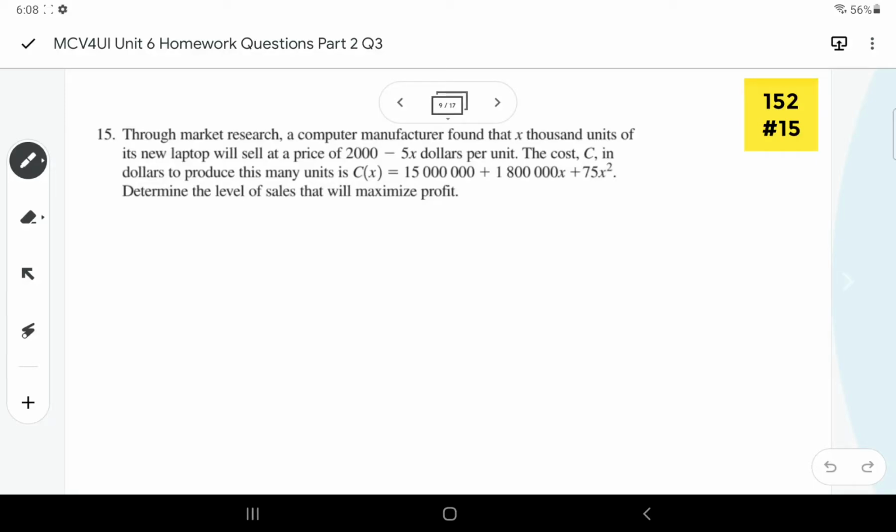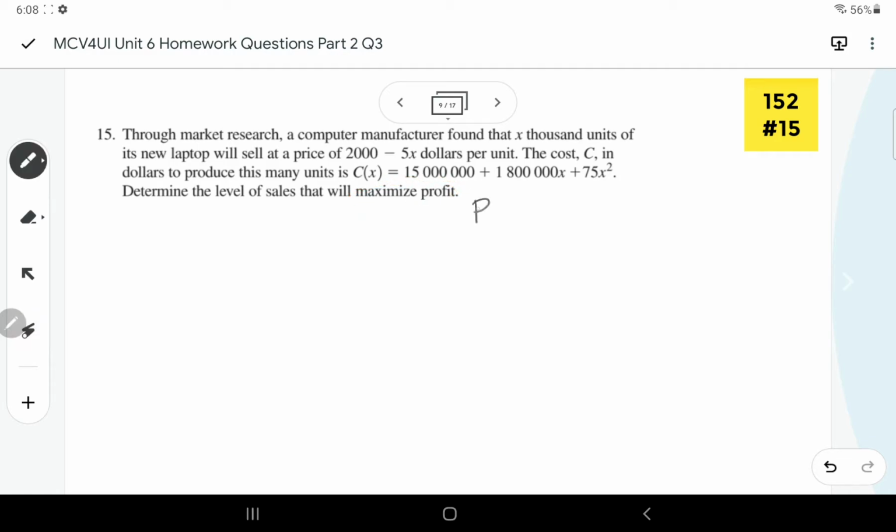Continuing with the homework questions from Unit 6. This one is another optimization problem. We've got page 152, number 15. And this is similar to one from the lesson. So we want to determine the level of sales that will maximize profits.